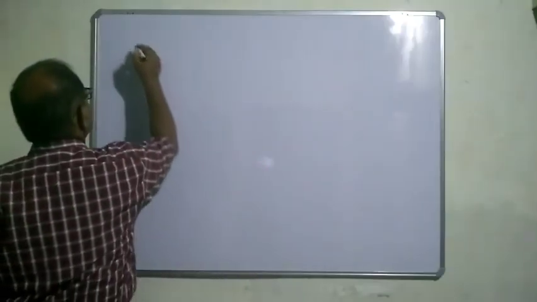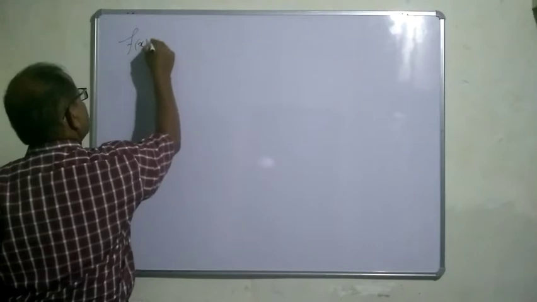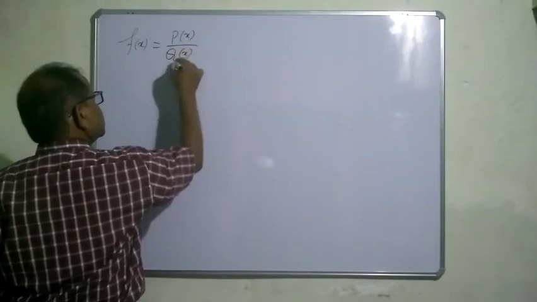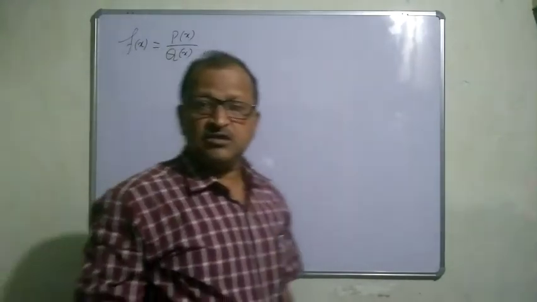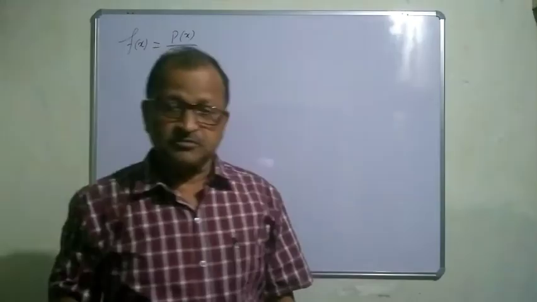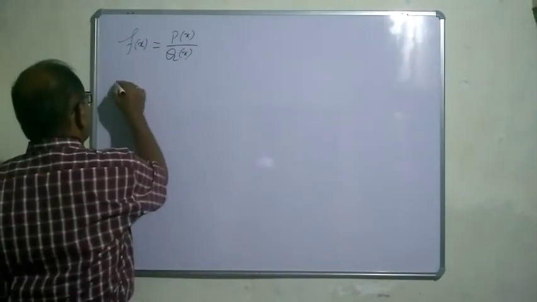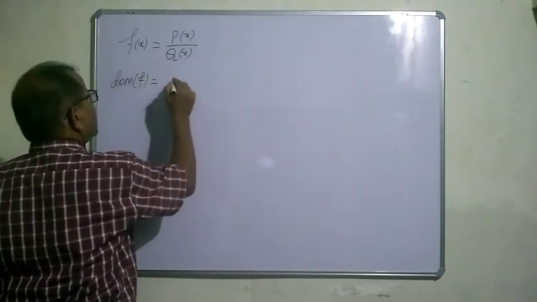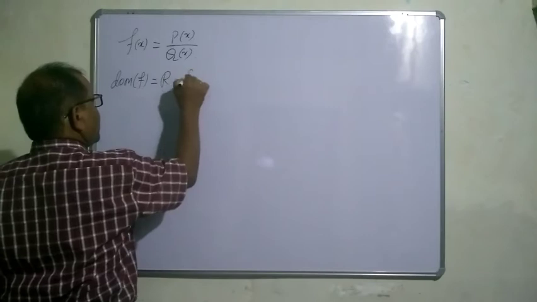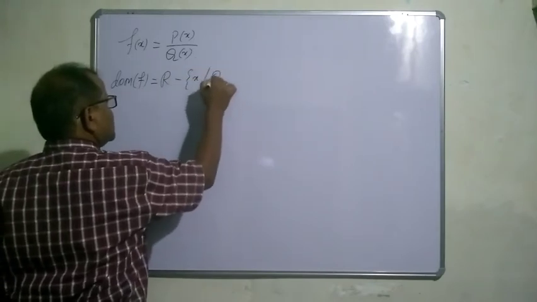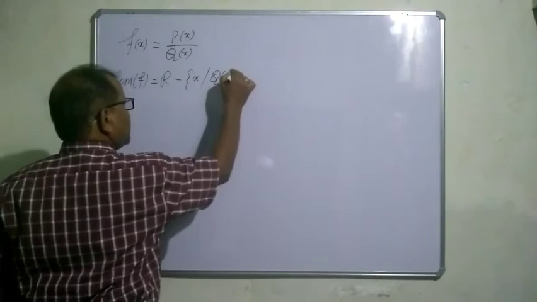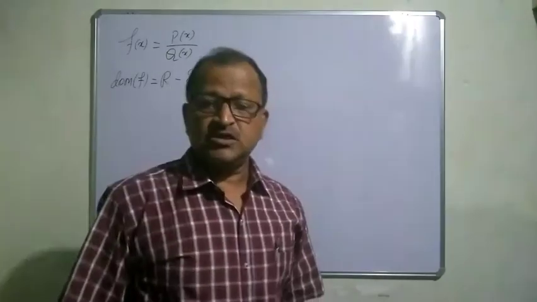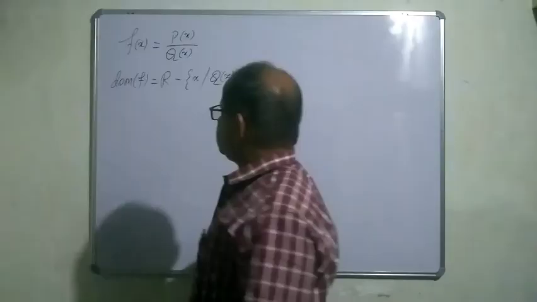Rational function was in this form, f(x) is equal to p(x) by q(x). Okay, this is the rational function and its domain. While finding the domain of f, it will be R difference the set of real numbers where q(x) is equal to 0. Okay, this is the natural domain of a rational function.